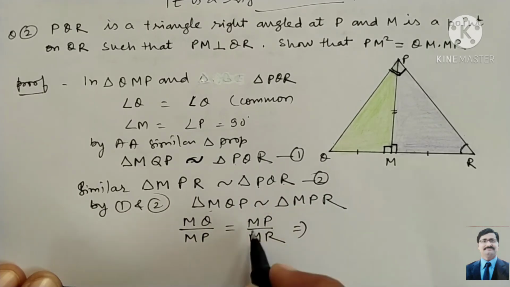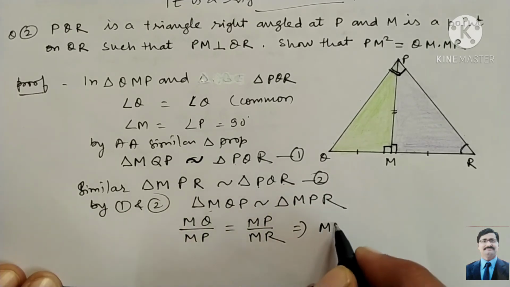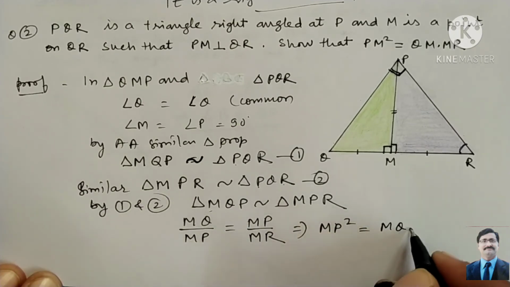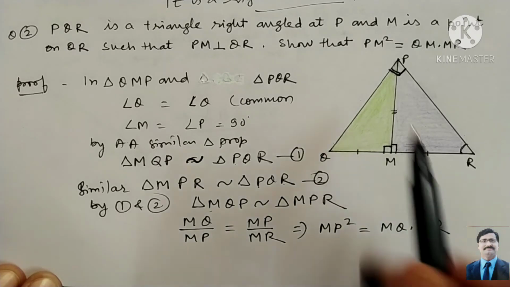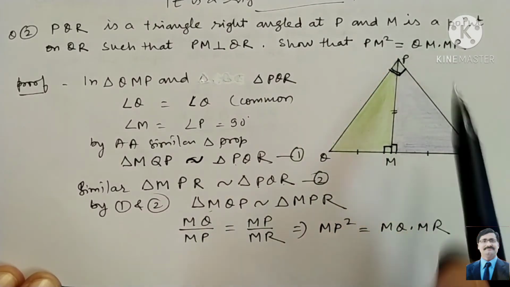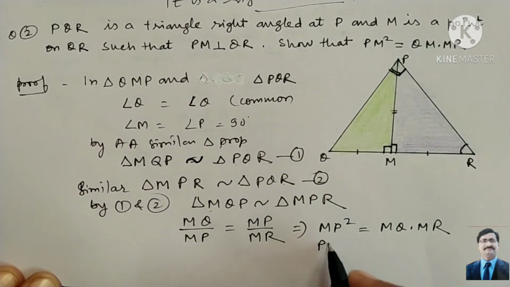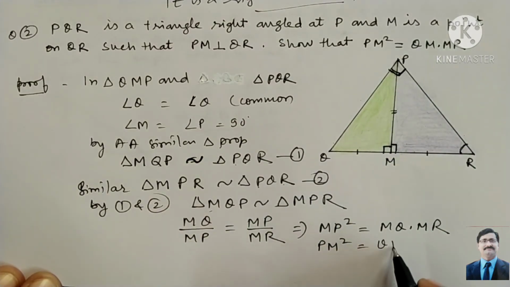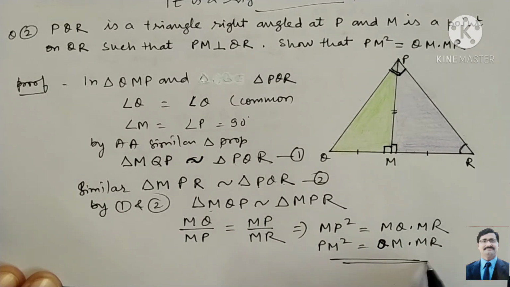Now this we cross multiply, we get MP square equal to MQ into MR. And what we have to prove? PM square. PM means MP, so MP square and PM square are the same, and MQ and QM are the same, and MR is the same. So we get PM square equal to QM into MR. So this only we have to prove here.